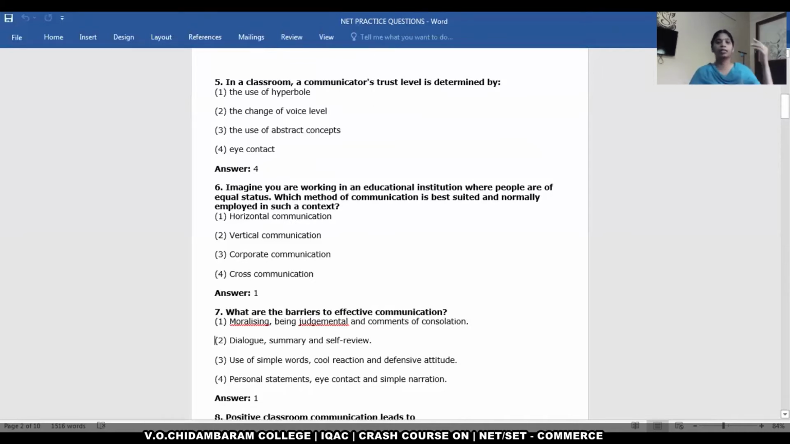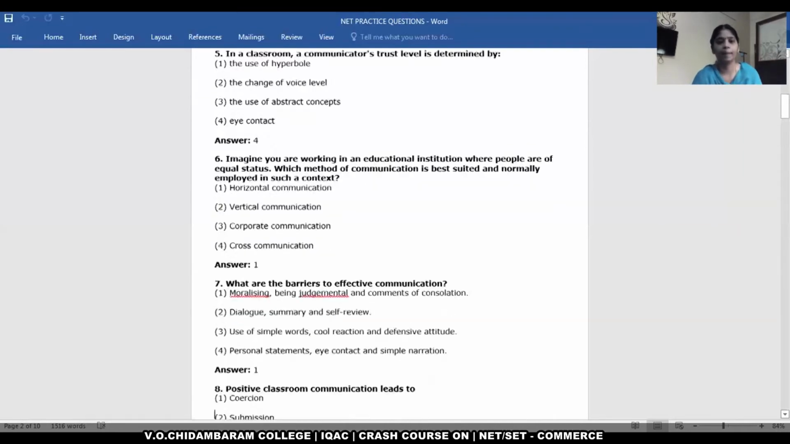Vertical communication is somewhat like a straight line, like a scale. So vertical, that's what stands straight. From upward to downward or downward to upward, that is called vertical communication. Corporate communication is organized, structured communication. Cross communication, or cross-culture communication. So of these 4 options, the first is the best answer. Horizontal communication takes place among people of equal status. So that is the answer.